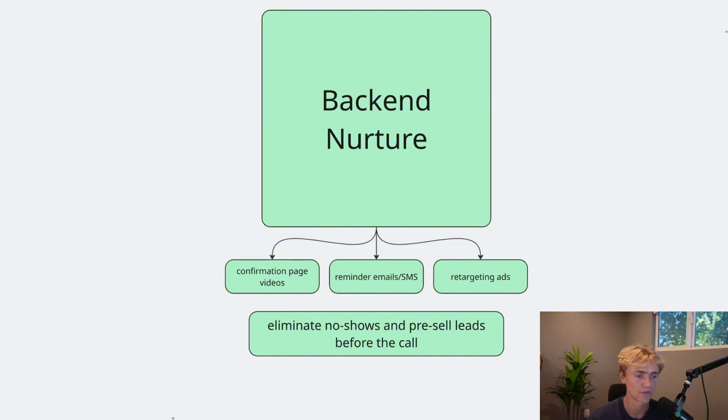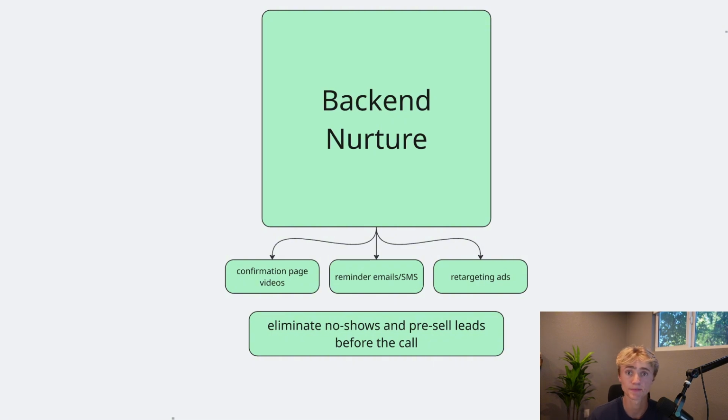And lastly, it's going to be retargeting ads. Now, this is going to be the one that only really makes sense if you're at scale. And what this consists of is actually having a custom audience within Meta, using a pixel to know exactly who hit that confirmation page, and actually targeting this audience only with ads. Now, the idea of this is to serve the same purpose as the confirmation page videos and the reminder emails and sequences, but in the form of content.